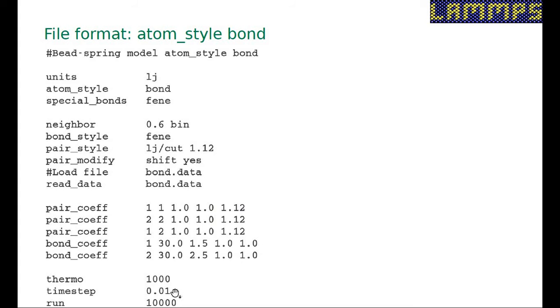So this being an example indicates how to load the bond data file. So this is the minimal information we require to run this script. So as you can see, it's a very short script.